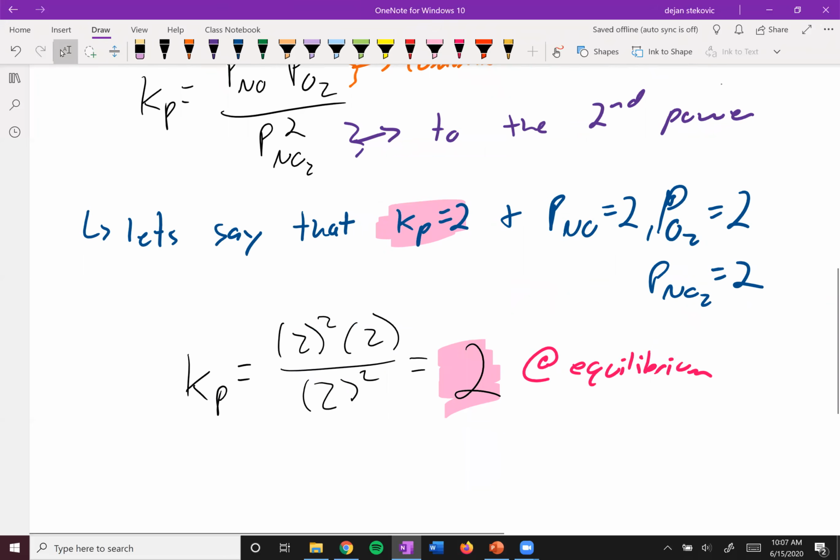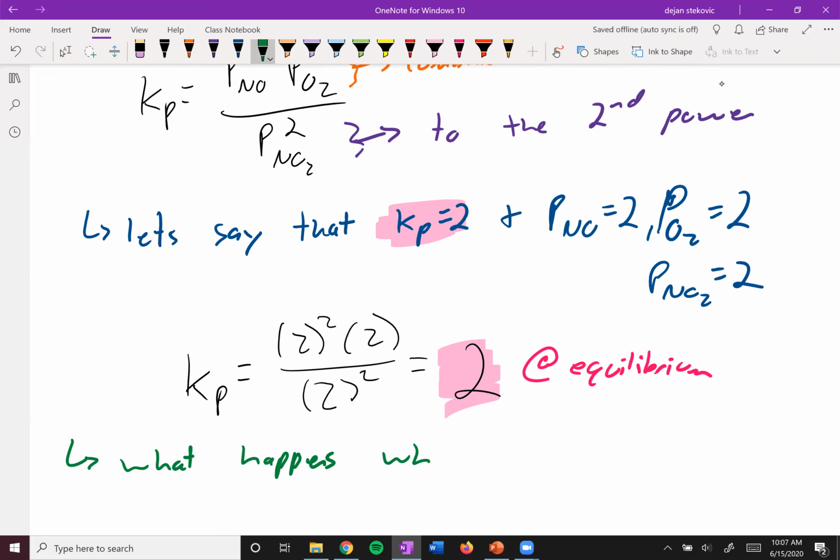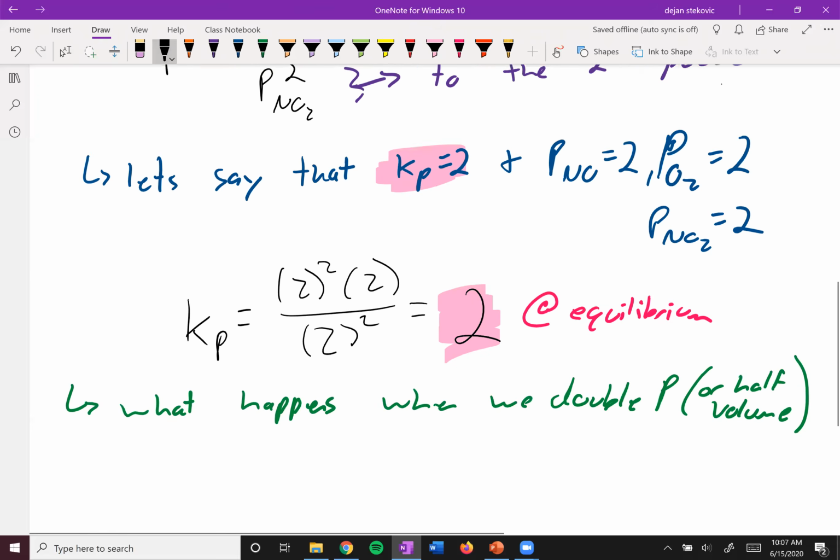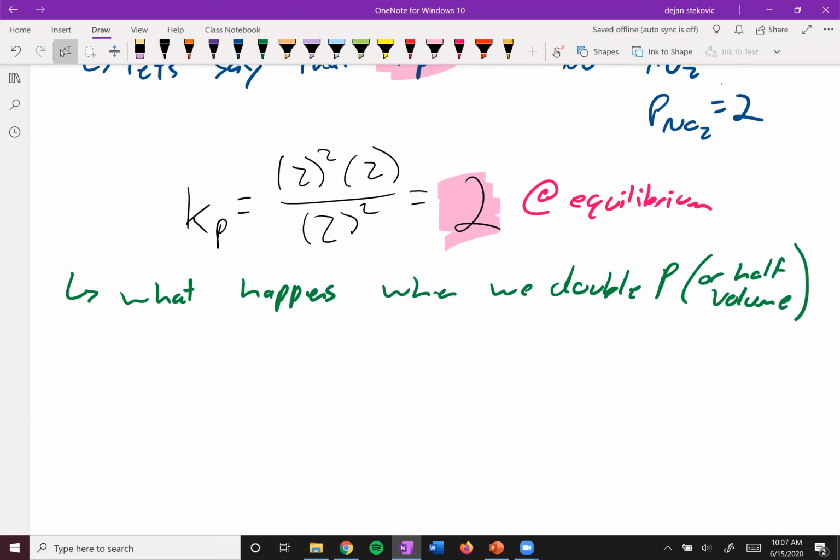And then we can ask, what happens when we double pressure? Another way of saying that is to halve volume. Pressure and volume are interrelated, so doubling one is halving the other, so it ends up being the same thing. And so let's take a look at what happens to our K. We're going to assume that we're at Q. We're going to assume we're not at equilibrium. We'll see if we are.